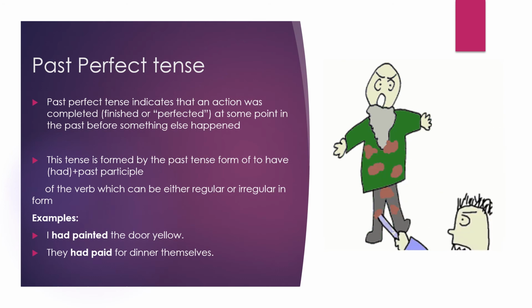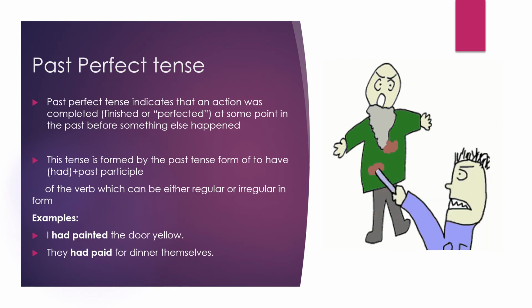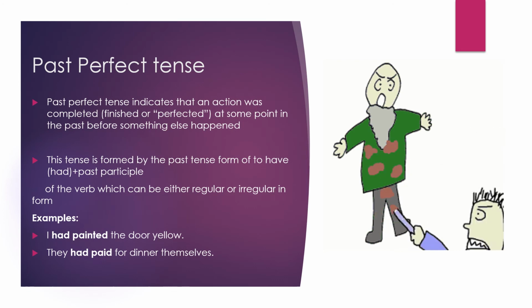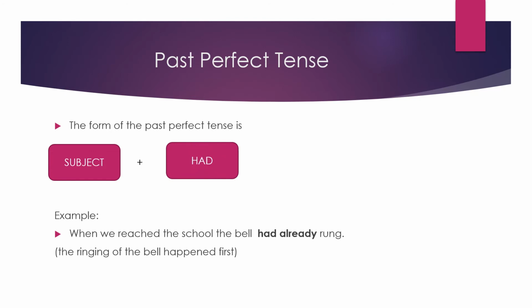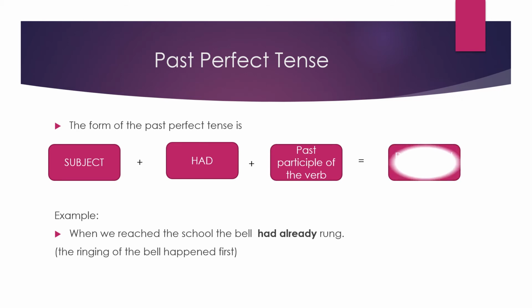Example: I had painted the door yellow. They had paid for dinner themselves. To form the past perfect tense, we use the past tense of the verb to have, which is had, and add the past participle of the main verb, that is, the subject plus had plus past participle will give us the past perfect tense.